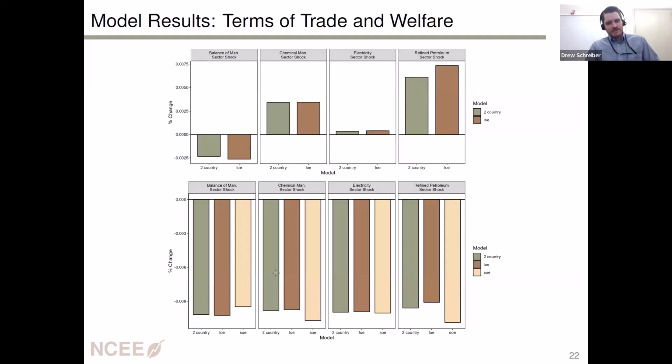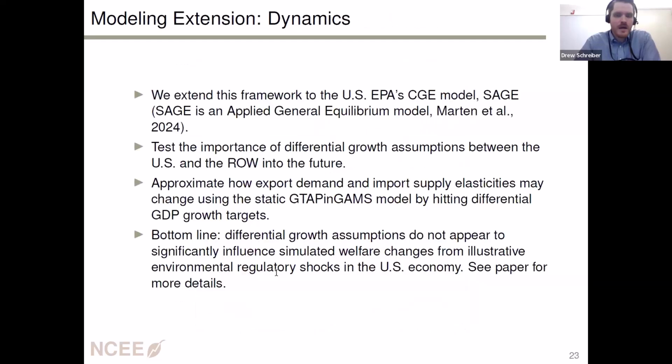And then I'll note that the electricity sector shock is not a very traded good, and so the terms of trade effect is quite small, and the LOE and two country model produce a very similar welfare effect relative to the SOE model here. So that kind of wraps up the static model comparison exercise that we did with GTAP and GAMS.